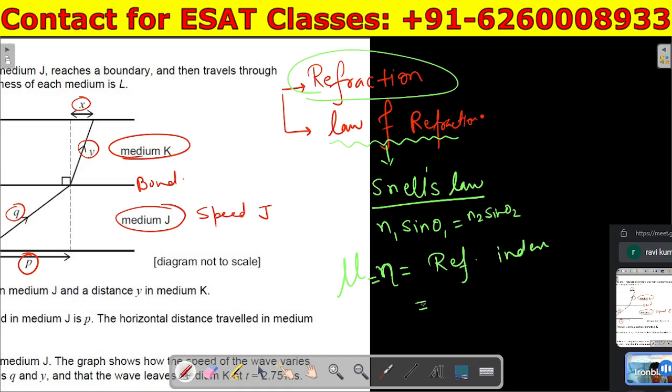So is it the ratio of the speed in the medium to the speed of the wave in air or the vacuum? So you want to say V upon C, right? Where V is the speed of wave in medium, and C is the speed of wave in vacuum. Would you like to say this one?